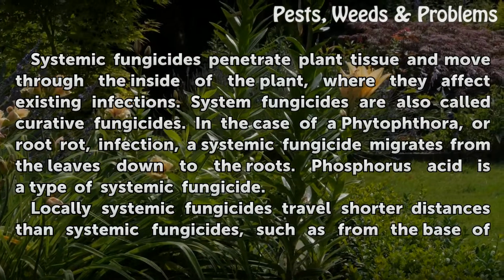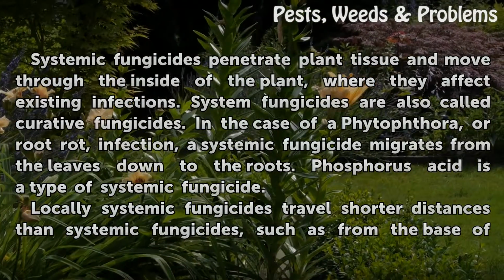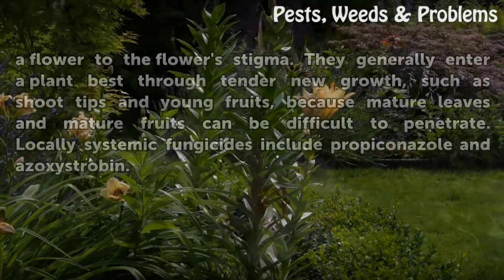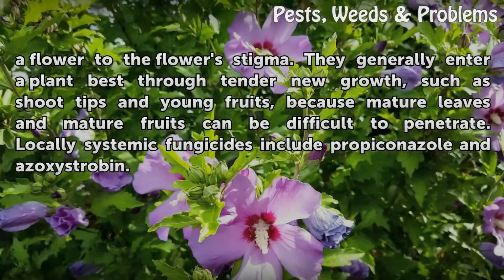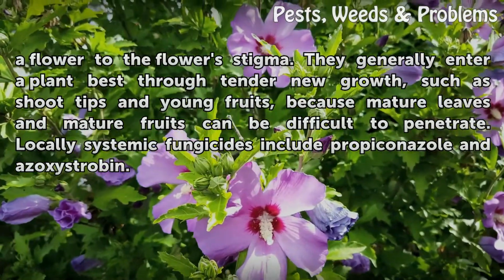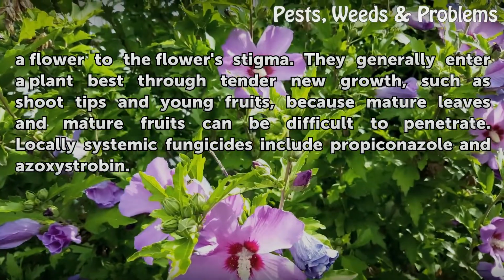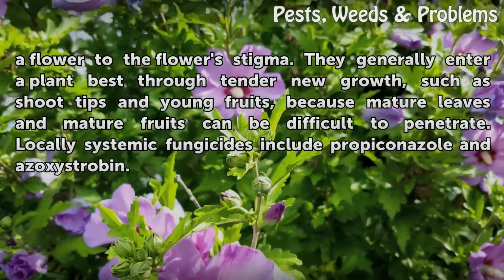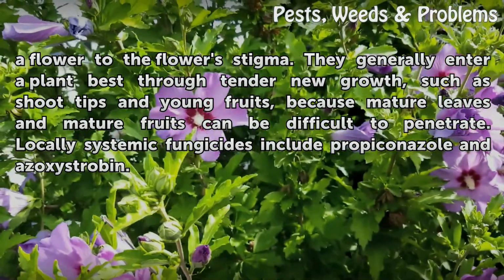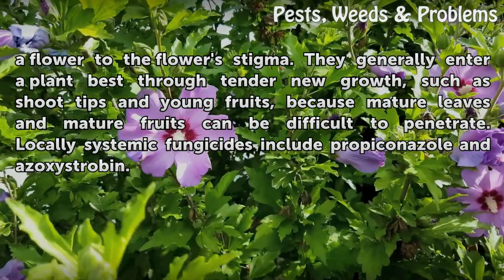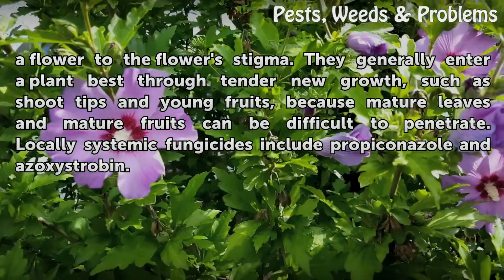Locally systemic fungicides travel shorter distances than systemic fungicides, such as from the base of a flower to the flower stigma. They generally enter a plant best through tender new growth, such as shoot tips and young fruits, because mature leaves and mature fruits can be difficult to penetrate. Locally systemic fungicides include propiconazole, oxathiapiprolin and azoxystrobin.